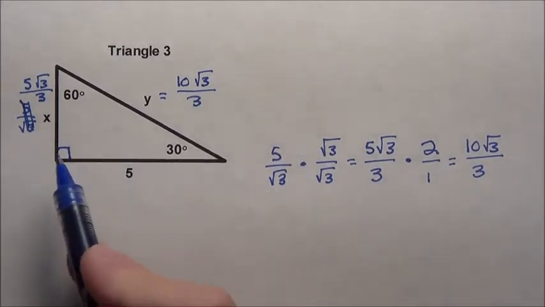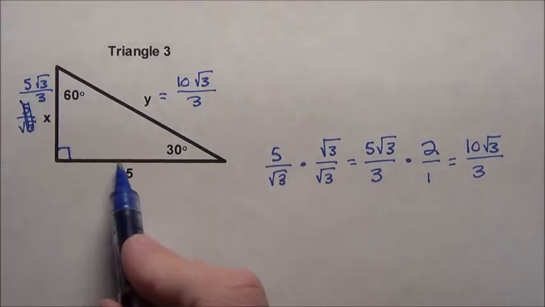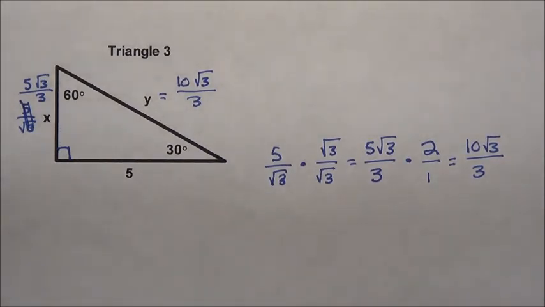A little bit harder on this one. This is always the hardest one when they give you the long leg. To get back to the short leg, you always have to divide by root 3, and then you usually have to rationalize the denominator in that case. There's triangle 3.